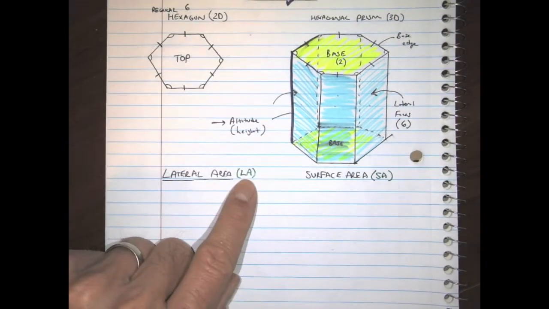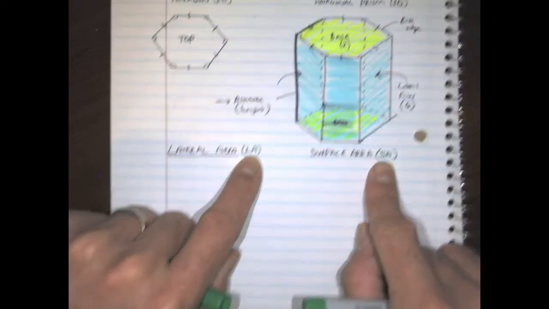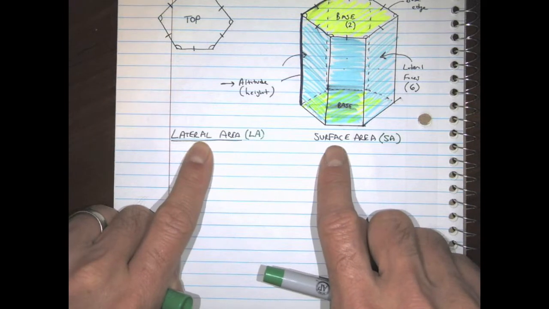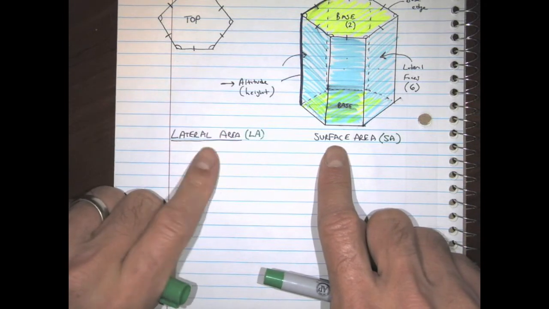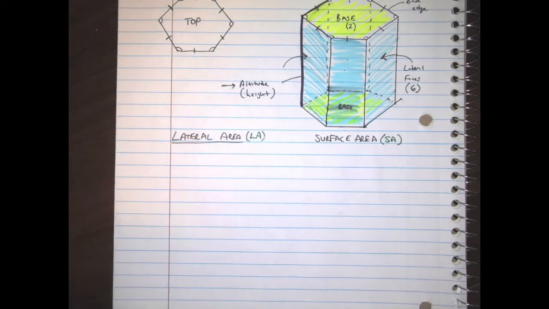The book doesn't do this. This is specifically a Mr. Kosal kind of thing. But there's two areas that they're going to talk about in the book. They will, in your homework tonight, ask you questions. Find the lateral area, find the surface area. You need to specify the difference between these two.